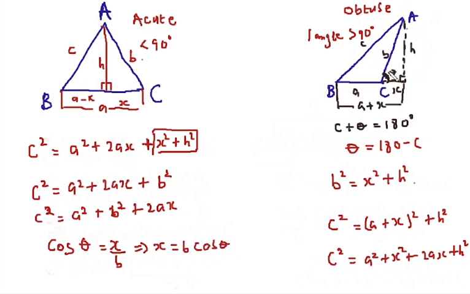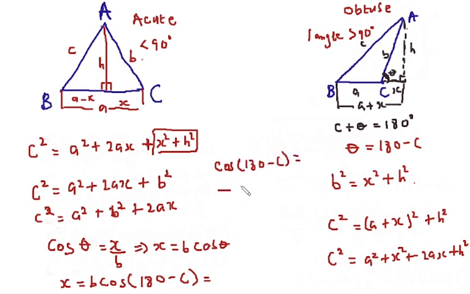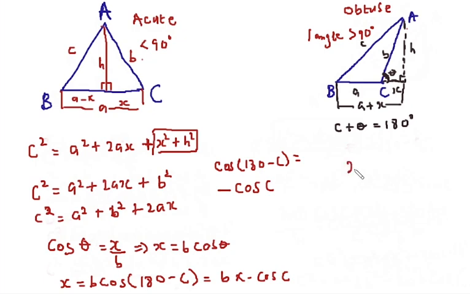But we don't actually know cos theta from the equation. This is just an assumed angle. So we replace it with what we know, 180 minus C. So x is equal to b cos(180 minus C). Cos(180 minus C) is also equal to minus cos C. So replace cos(180 minus C) with something more direct, minus cos C. So this is equal to b times minus cos C. So we have x is equal to minus b cos C.